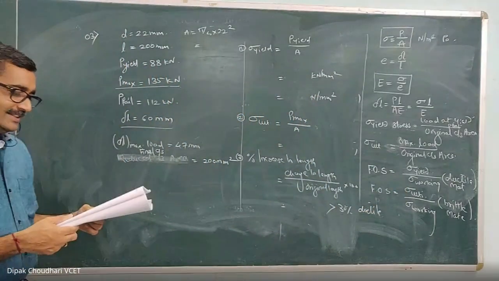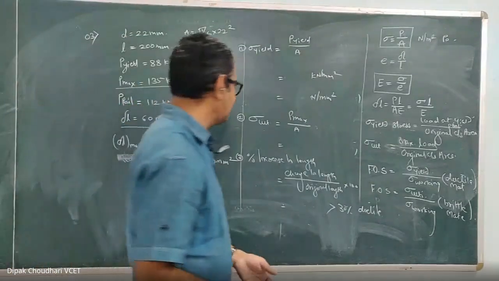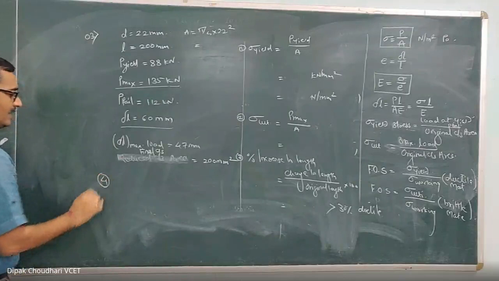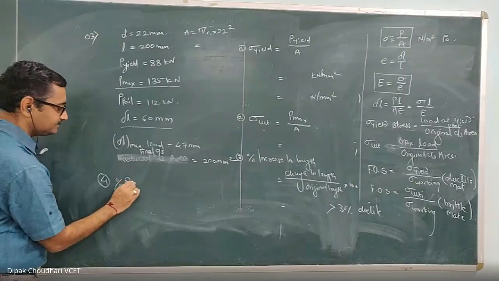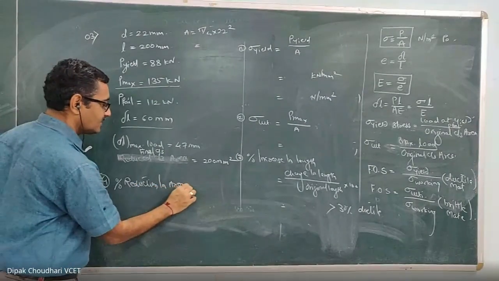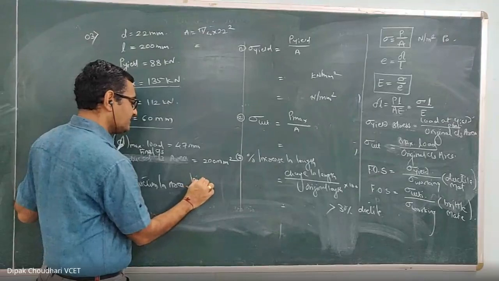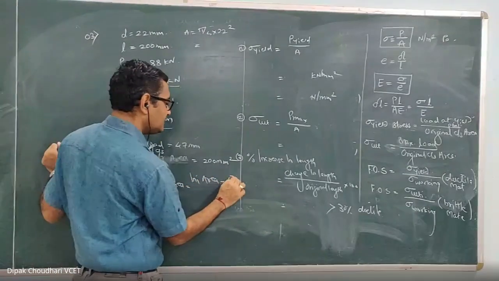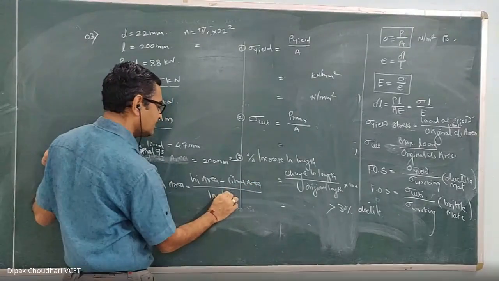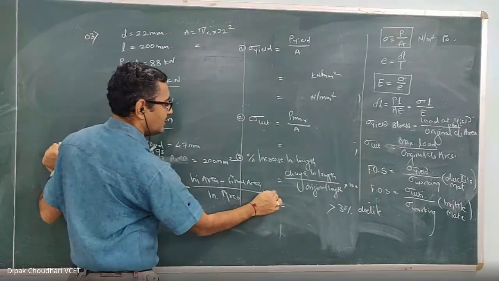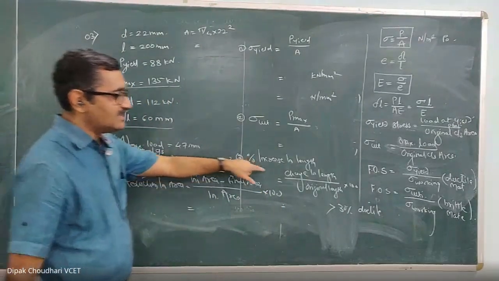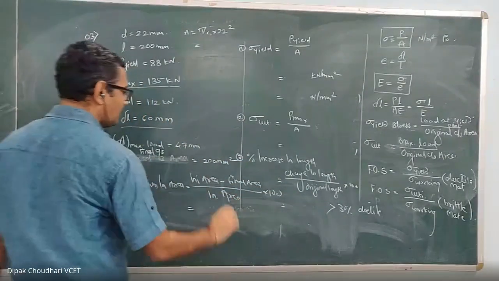Okay. Next one, percentage reduction in area. Fourth point I am writing here. Percentage reduction in area is equal to initial area minus final area, upon initial area, into 100. Everything is given to you, just substitute and get the answer. For this percentage increase in length there won't be any unit. Here also there won't be any unit.